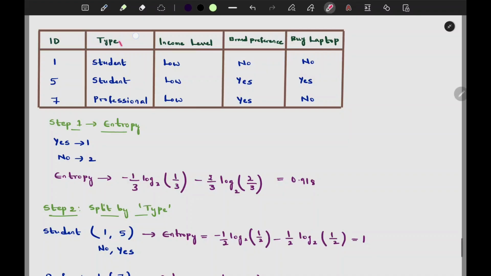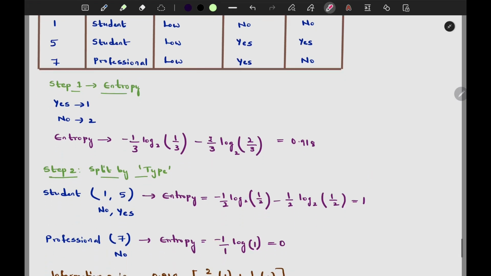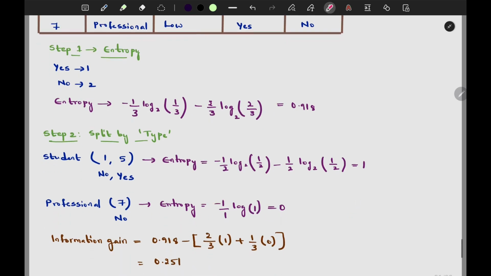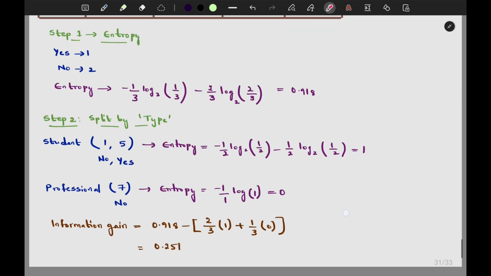Now if you see, split by type will happen and split by brand preference will happen. If I go by split by type, I'm having ID 1 and ID 5 as student and professional as ID 7. So the first step is to calculate the entropy. By this time I think you guys understand how to calculate the overall entropy, the entropy of the specific classifications, and the information gain. So now if I go split by type, my information gain is 0.251.